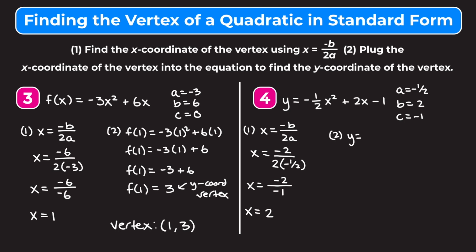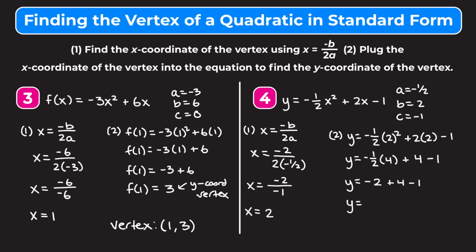So we're going to have y equals negative 1/2 times our x-coordinate of 2 squared plus 2 times our x-coordinate of 2 minus 1. And we're going to simplify. So we have negative 1/2. 2 squared is 4, plus 2 times 2 is 4, minus 1. And we're going to continue to simplify. Negative 1/2 times 4 is negative 2, plus 4, minus 1.